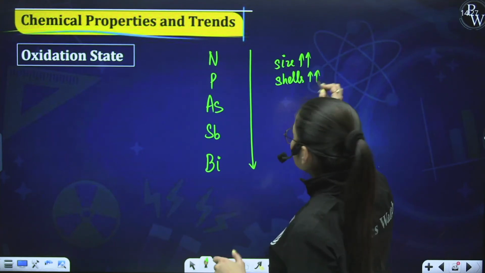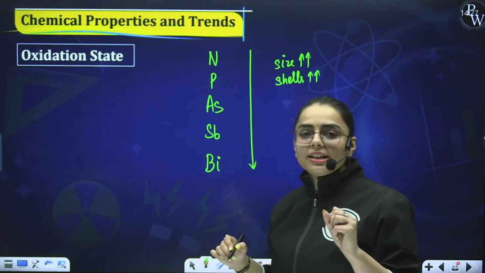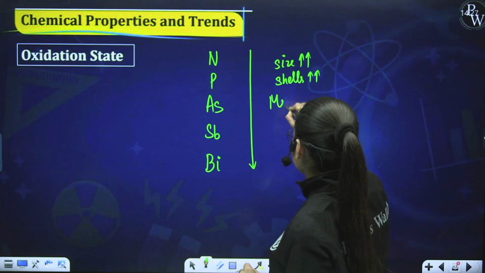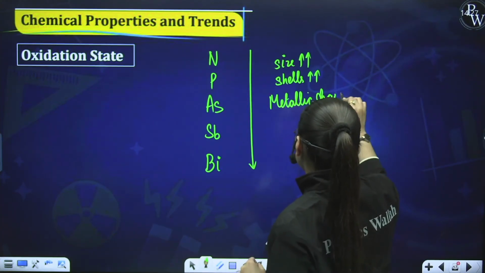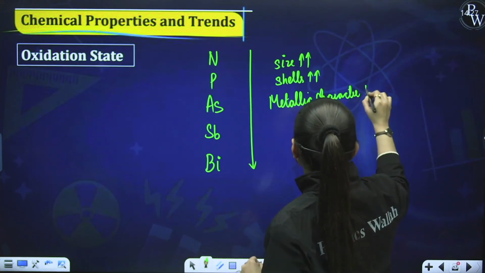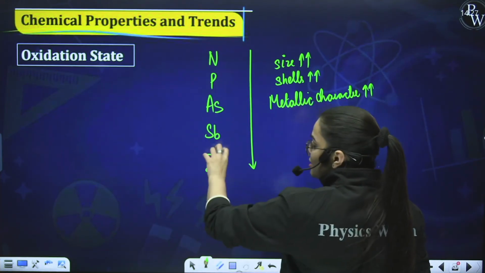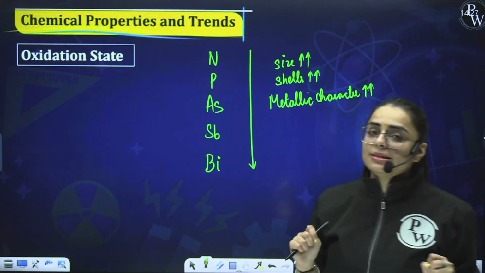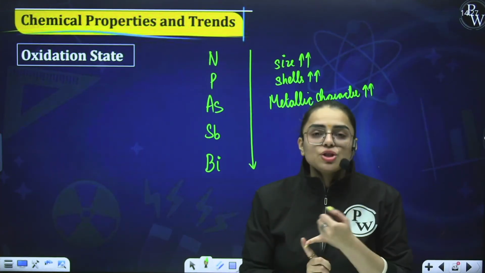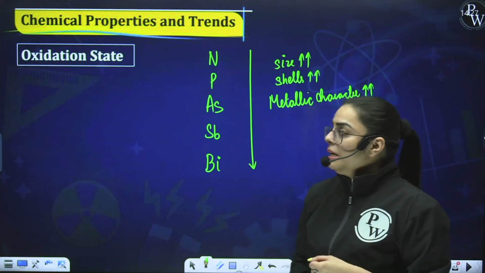What is the effect on metallic character? If you remember, ma'am, it will increase. Yes, metallic character will also increase. You are right. This also we have done. Metallic character also increases. That's why bismuth becomes a metal and the initial ones were non-metals. Am I right? Is it clear? Right. Now, let's see what more questions they can ask you over here.